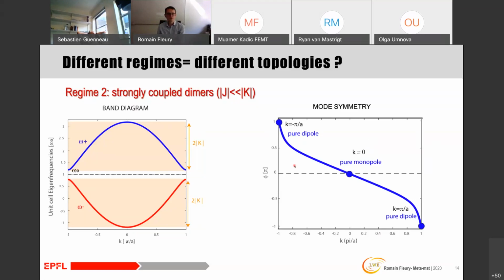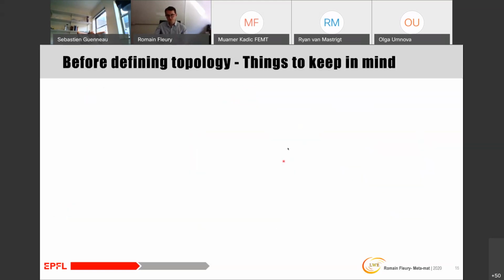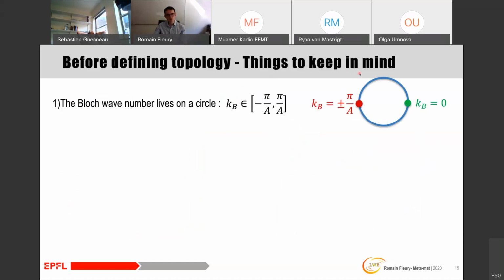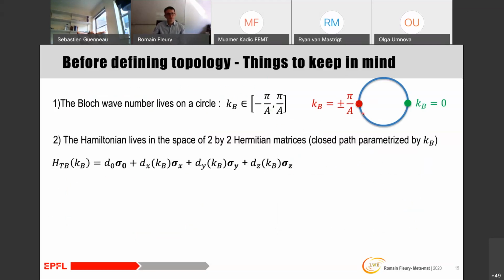So just before I do that, there are a few things to keep in mind to understand very well how this is done. The first thing is the Bloch wave number. It's a number that lives on a circle. Why? Because it goes from minus pi over a to pi over a, but this pi over a and minus pi over a are basically the same mode. So you can wrap it up on a circle. That's the first thing to remember. The second thing is the Hamiltonian.